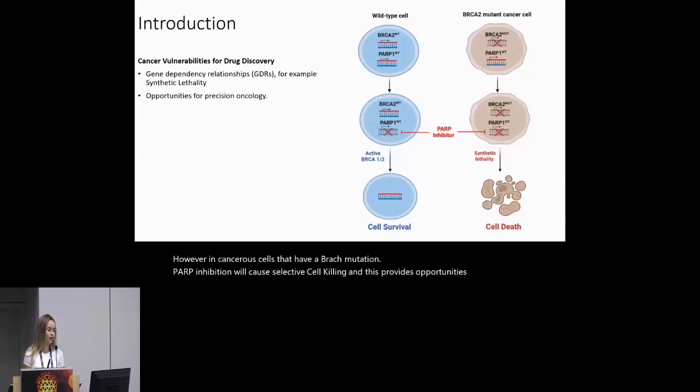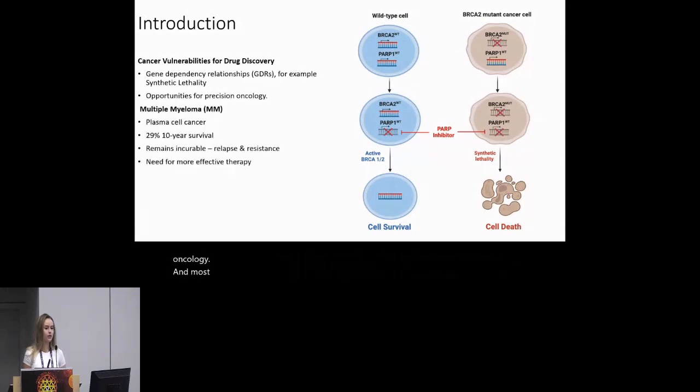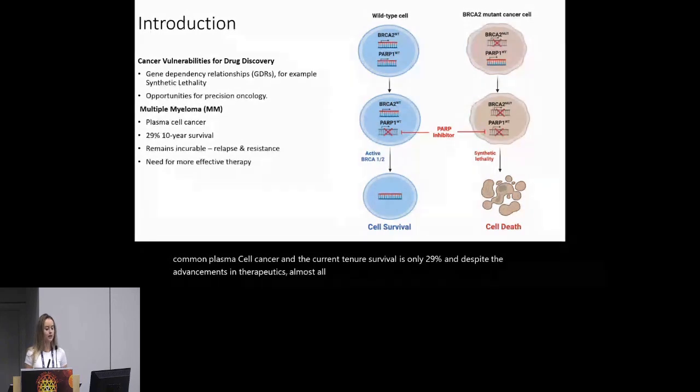for precision oncology. And multiple myeloma is an important application area for my PhD. This is the second most common plasma cell cancer, and the current 10-year survival is only 29%. And despite the advancements in therapeutics, almost all patients will develop relapse and resistance. Therefore, there's a need to identify more effective therapies.